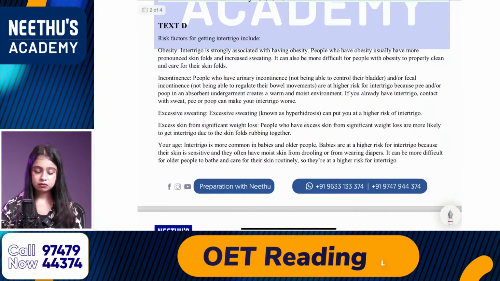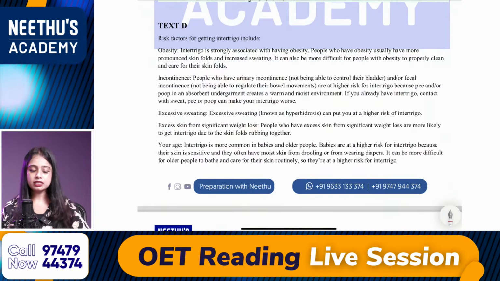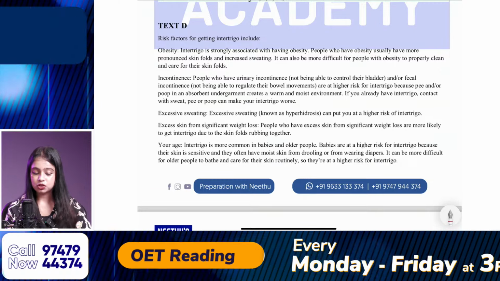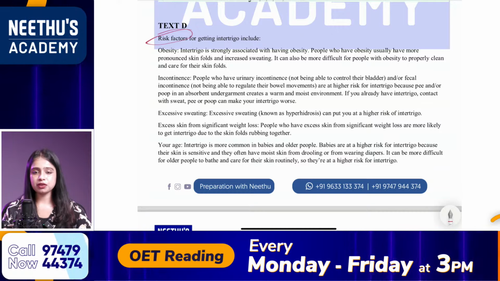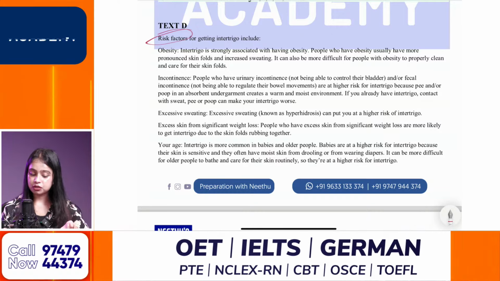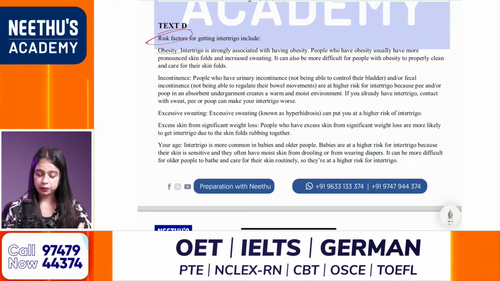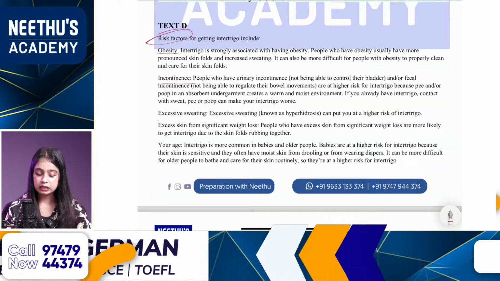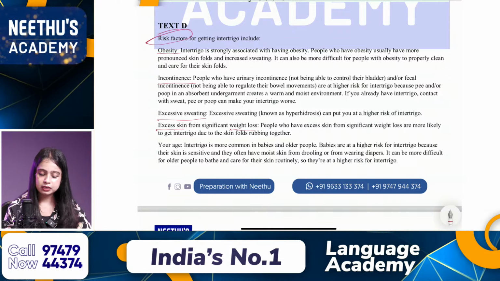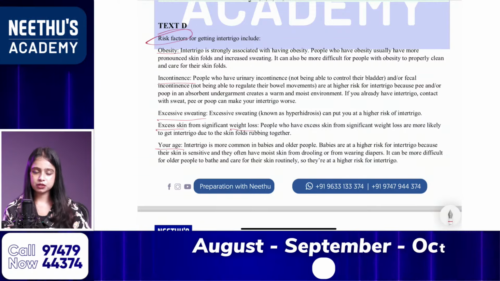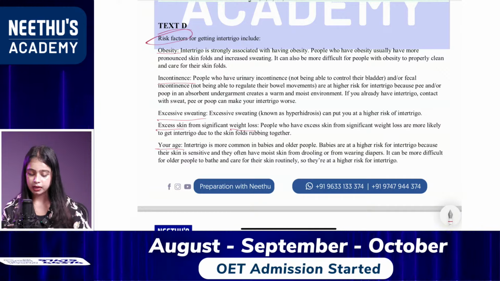And finally, text D: risk factors for getting intertrigo include... So what are the risk factors? Complications, meaning ramifications of the condition. A lot of risk factors. Obesity is the first one. Then incontinence, excessive sweating, excess skin from significant weight loss, as well as your age is also a risk factor. So that's all about that.